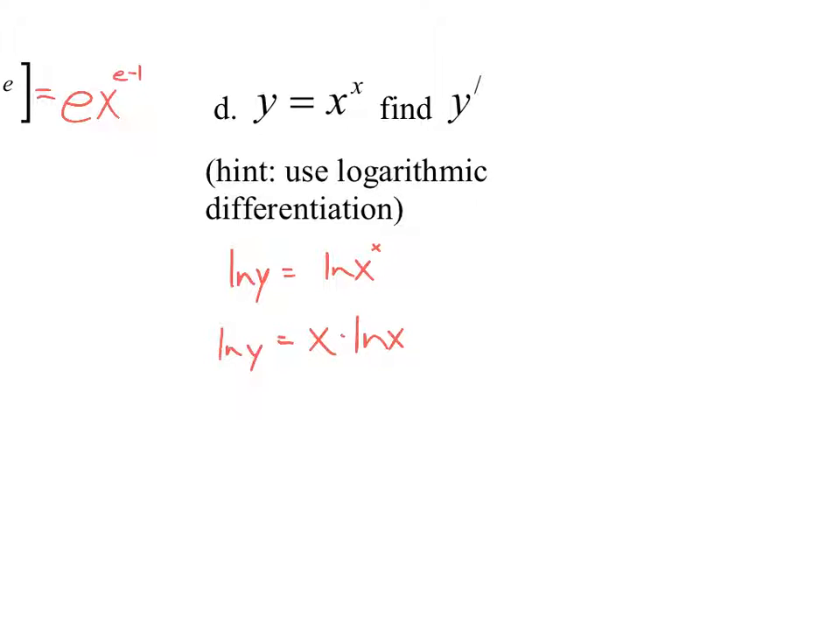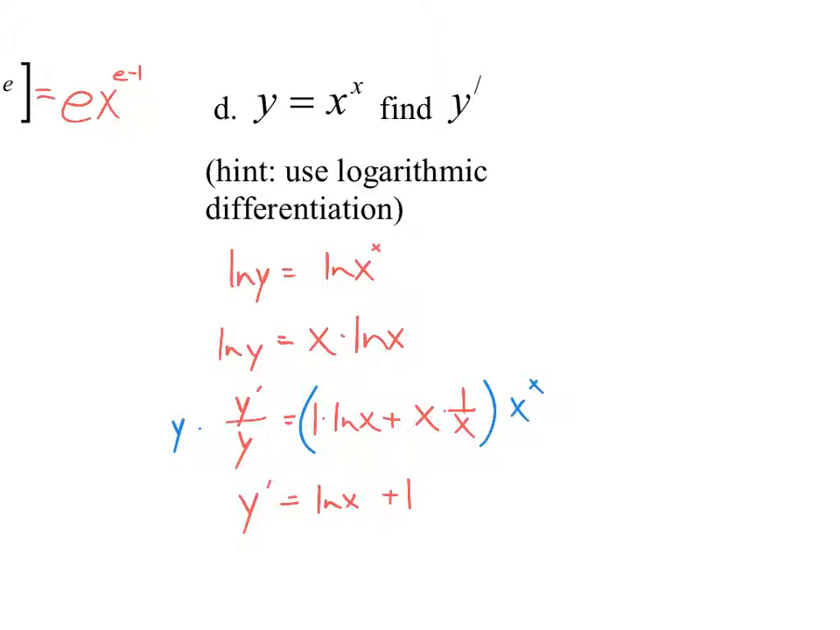Y prime over y is 1 times ln of x plus x times the derivative of ln of x. So we have ln of x plus 1. And I've got to multiply both sides by y. If I'm multiplying by y here, I'm going to multiply by x to the x over here, because they're the same thing. So I then have this times x to the x.